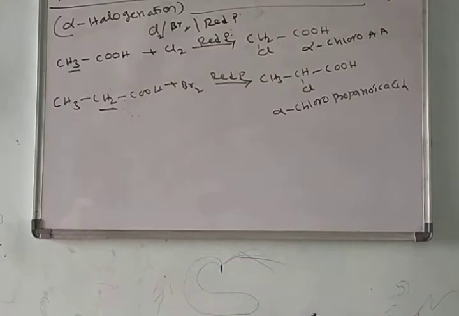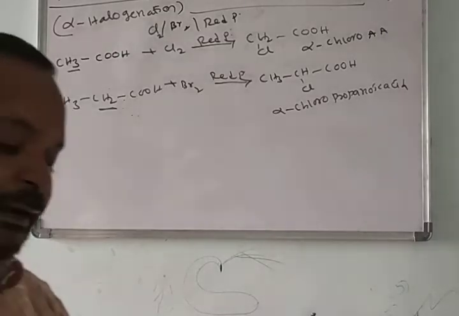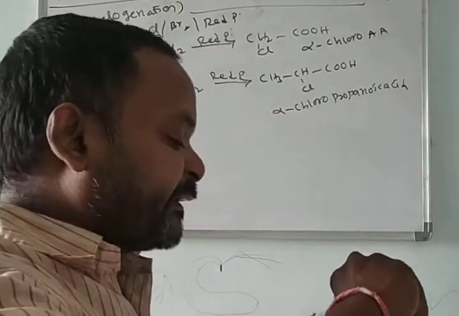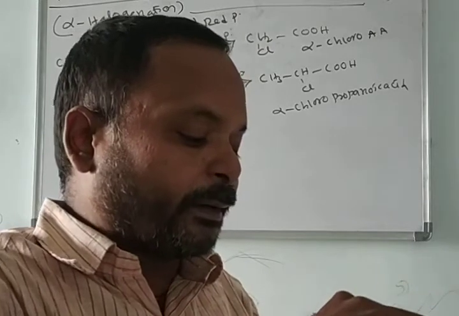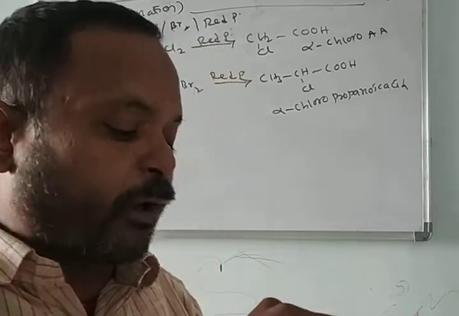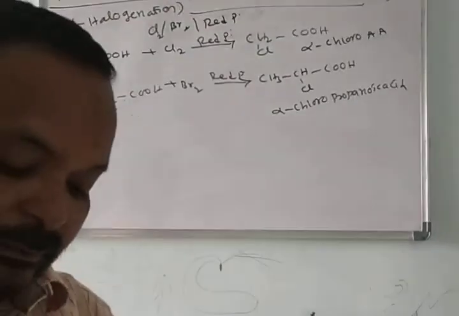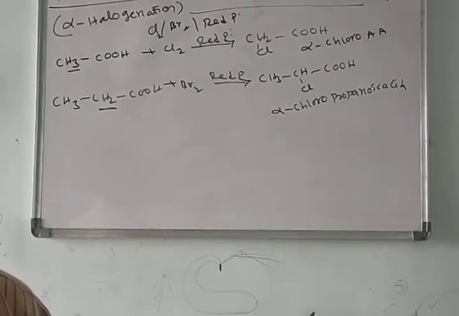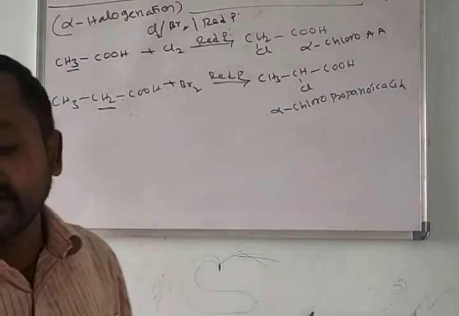Alpha halogenation we simply call the Hell-Vollard-Zielinski reaction. What is the Hell-Vollard-Zielinski reaction? Here acetic acid reacts with a halogen, which may be bromine or chlorine, and forms the alpha halo carboxylic acid. That we call alpha halogenation, and that reaction we call the HVZ reaction.